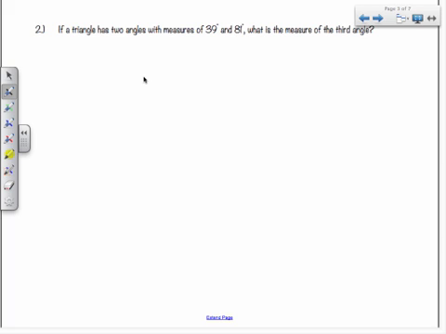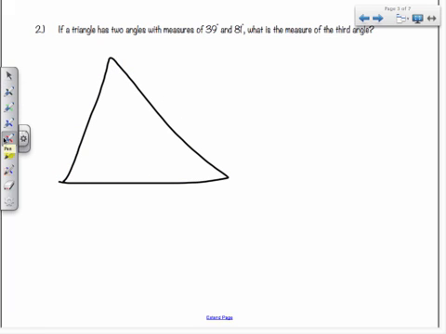So let's apply this information to question number 2. It says if a triangle has two angles with measures of 39 and 81, what is the measure of the third angle? So I'm going to draw a picture of my triangle, and I'm going to label in the information that I know. So I know that this is 39, I know that this is 81, and I don't know what my third angle is, so I'm going to call it x, but I do know that my three angles will add up to 180.